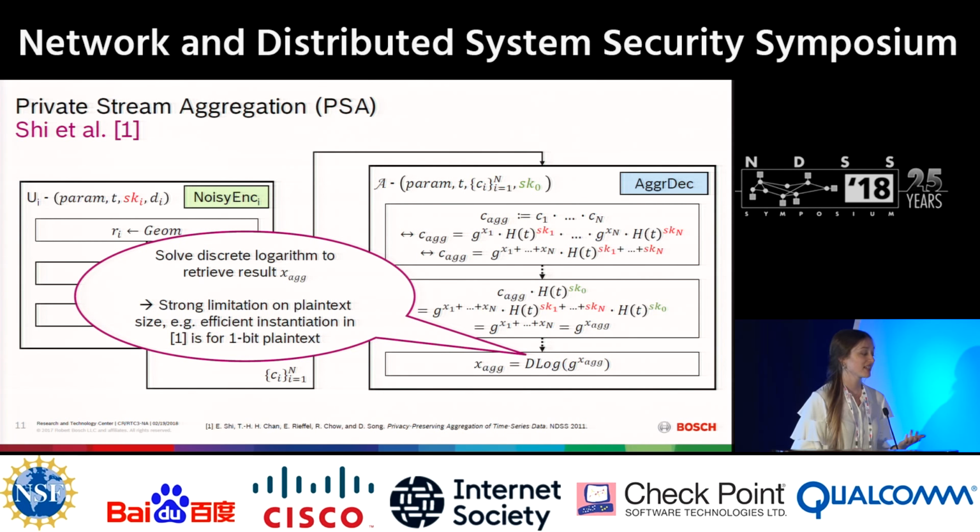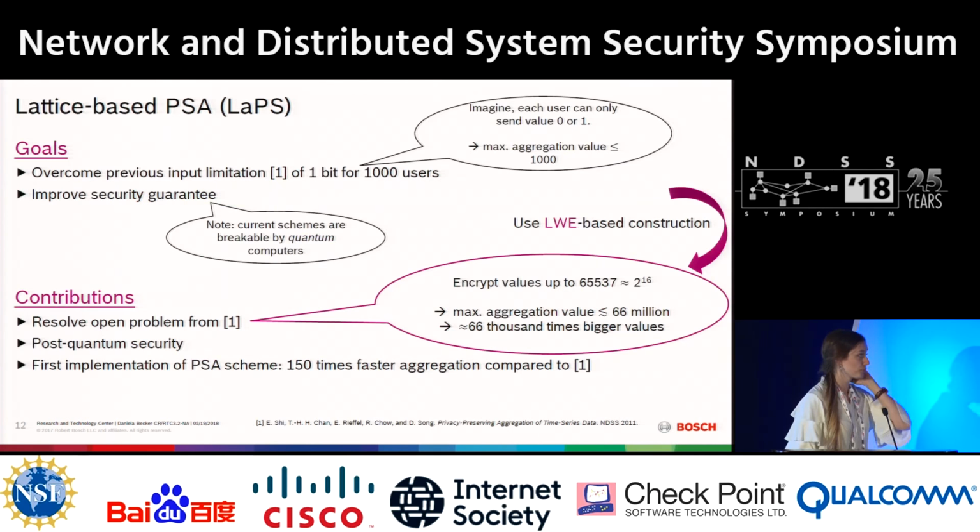Of course, this significantly limits the plaintext space that we have, and therefore the size of the user inputs that we can use in this aggregation scheme. So our foremost goal was to overcome this previous limitation and therefore extend the plaintext space. But we also wanted to improve the security guarantee, because actually Shi et al.'s PSA scheme is based on a Diffie-Hellman assumption, which is known to be breakable by quantum computers.